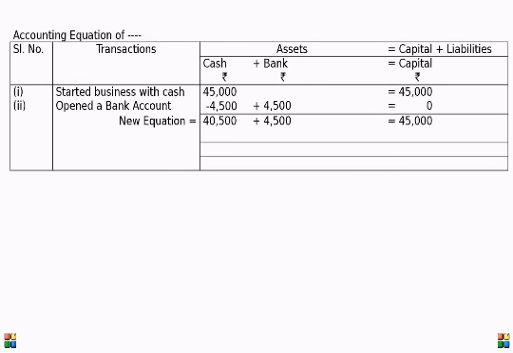The new equation is: in the cash column it is 40,500, in the bank column the balance will be 4,500, and in the capital column it will be 45,000. Here the addition of these two assets, cash and bank, will be equal to that of capital.